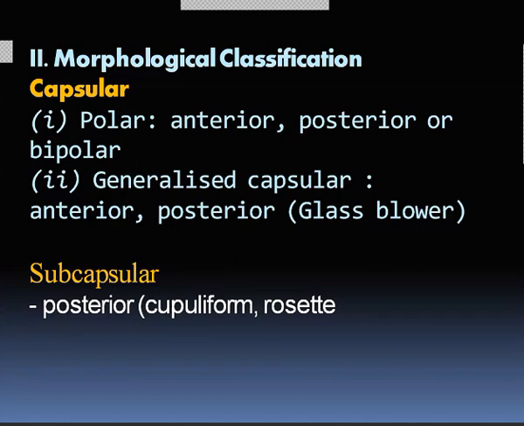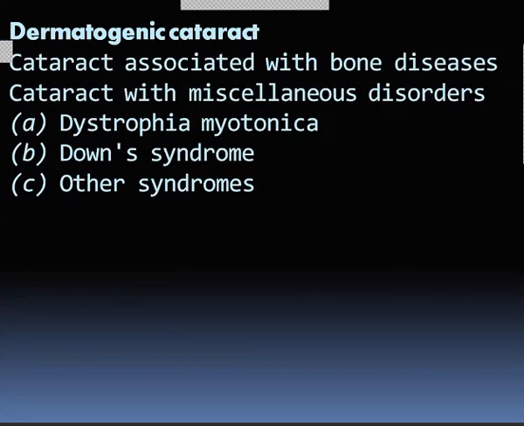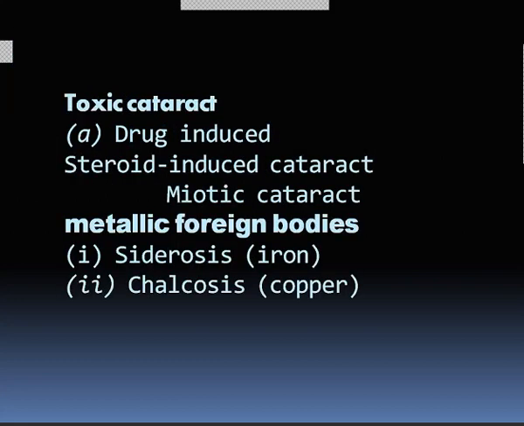That is, there may be anterior opacification, posterior opacification, bipolar opacification, or generalized capsular opacity. This is most commonly seen in glass blowers, more common in Venice, where they used to do more glass work. And the posterior subcapsular cataract, that is the cupuliform or rosary cataract. And the dermatogenic cataract, the cataract associated with bone diseases, is already repeated.